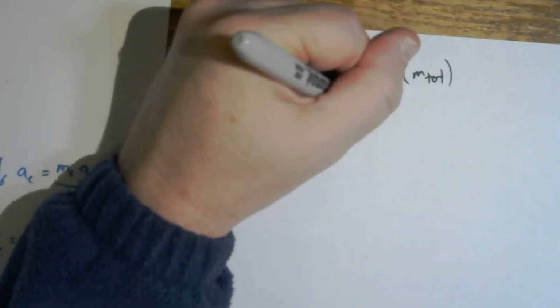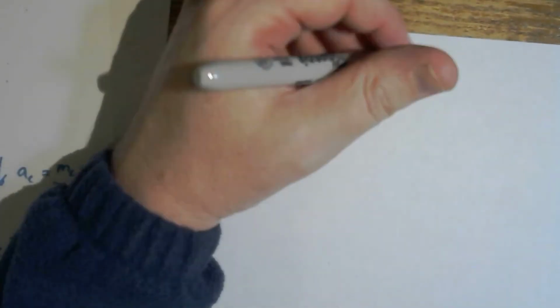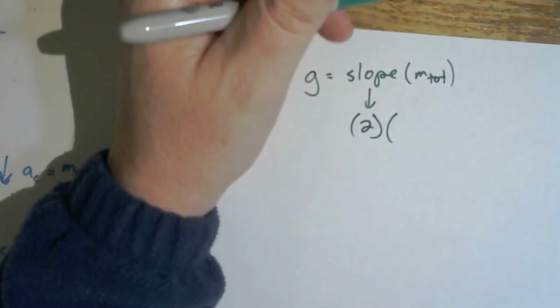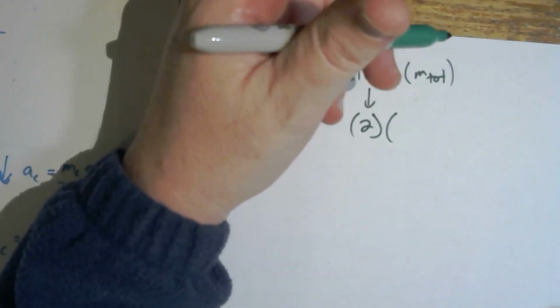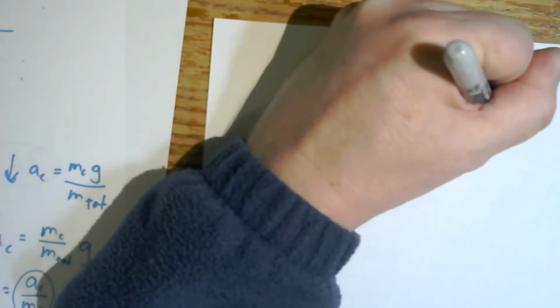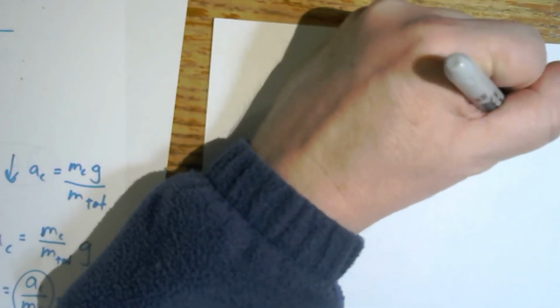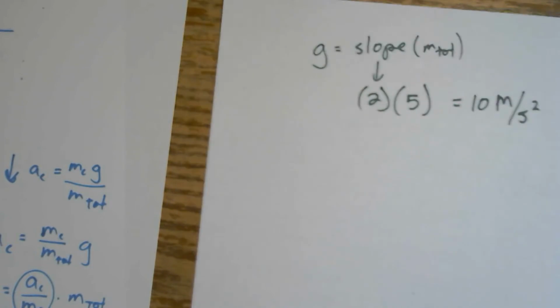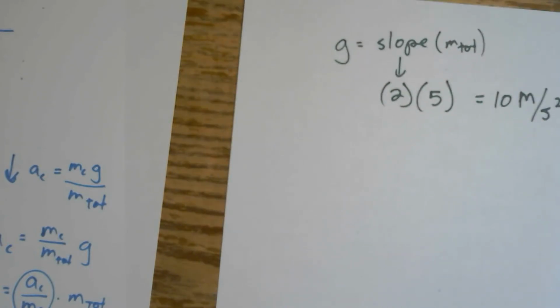Okay, like I said, just kind of manually doing it, I ended up getting a slope around 2. And then the total mass is 5 kilograms from the data in the problem statement. And so you end up getting 10 meters per second squared. And so for that part C II, that's going to be plus 3 points.